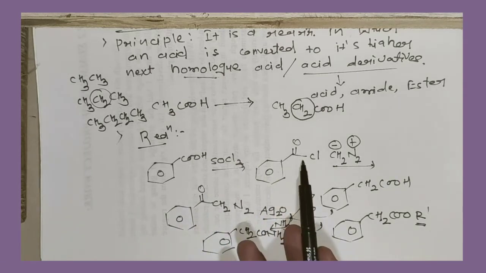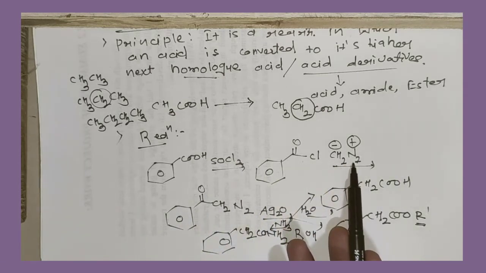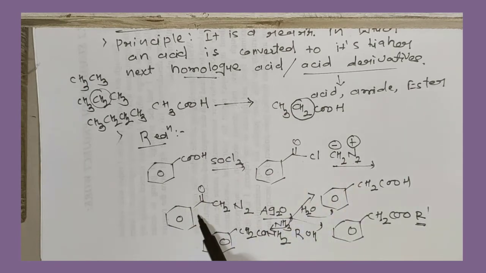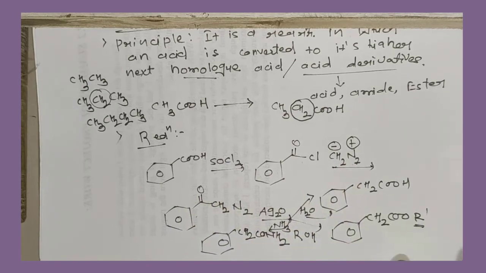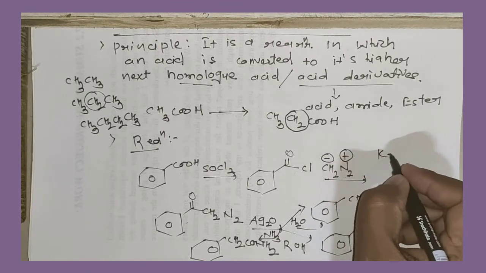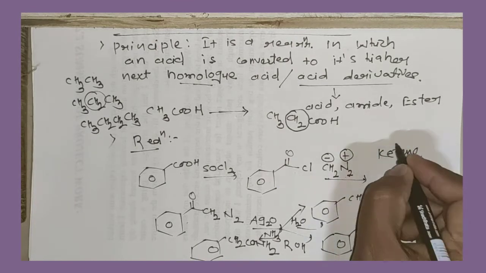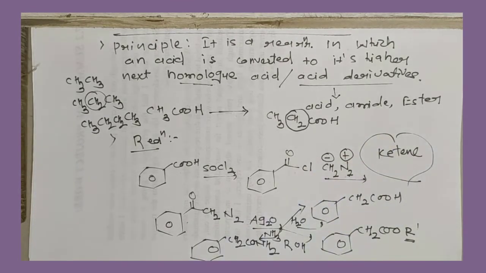Acid is converted to acid chloride, which on reaction with diazomethane gives one intermediate. Now the thing to remember is that here ketene forms as an intermediate. So if anyone asks you which intermediate is formed in the Arndt-Eistert reaction, the answer is ketene, right?